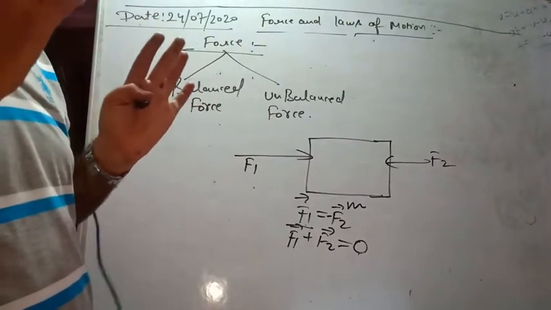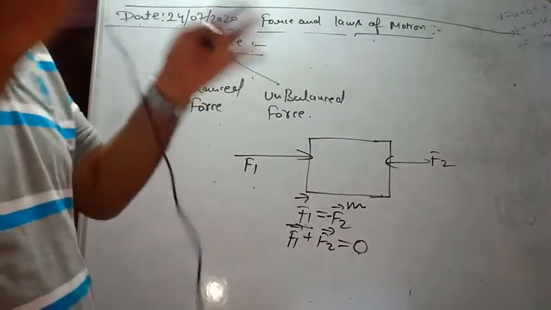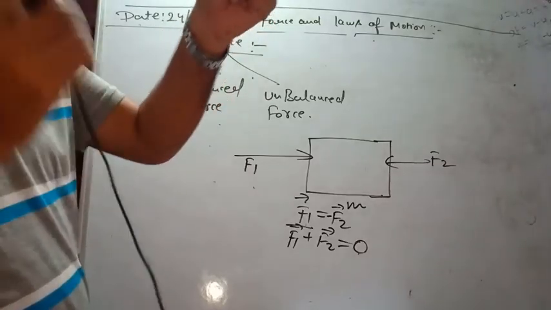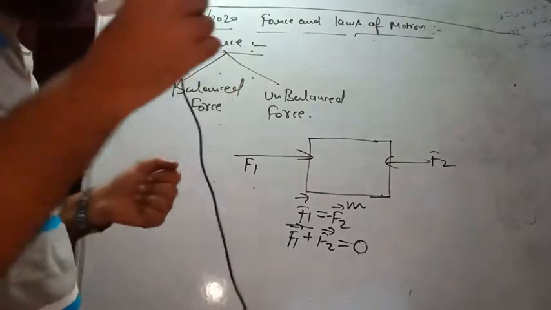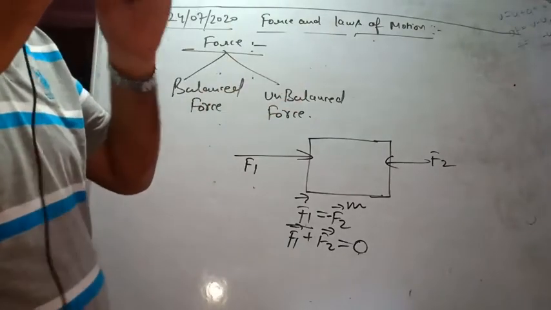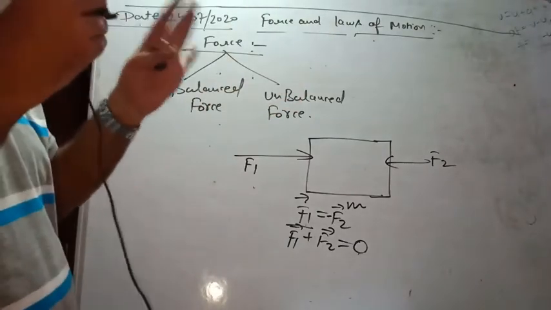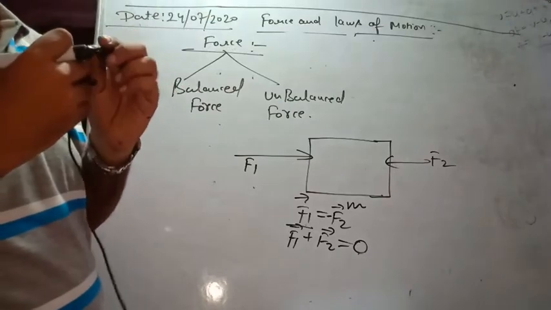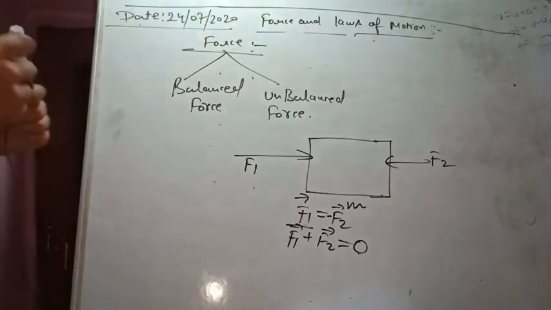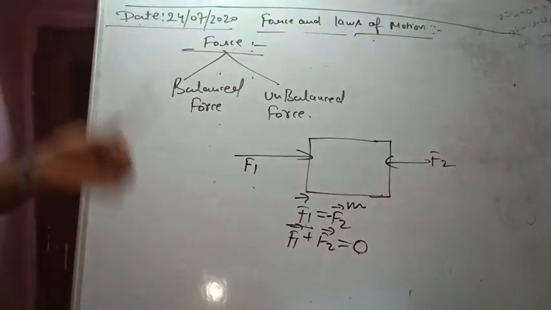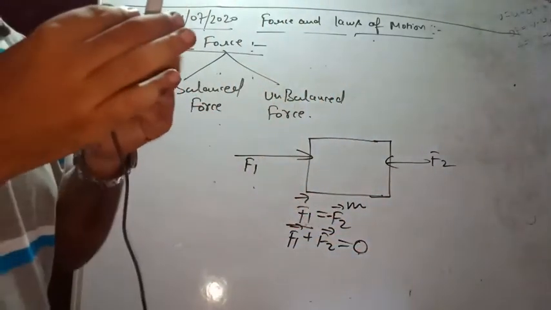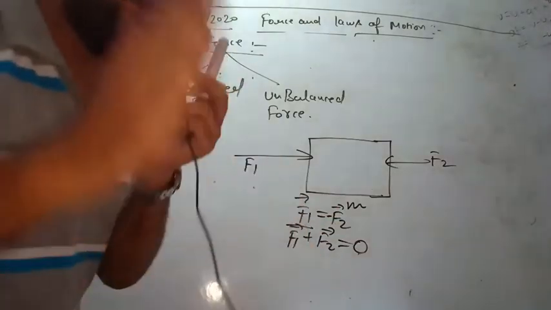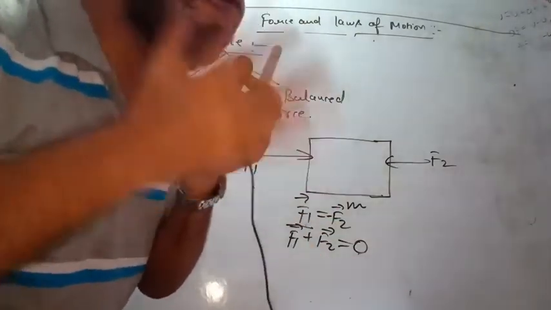Suppose a bus is moving in a particular direction and the driver is turning the steering first to the left and then to the right, then the direction will remain unchanged. So balanced force cannot change the direction of an object. Clear? Balanced force cannot change the direction. Balanced force cannot move a stationary object. Even balanced force cannot stop a moving object.